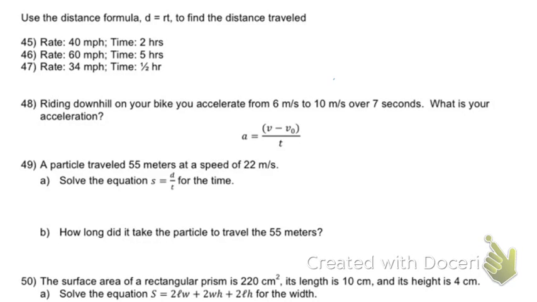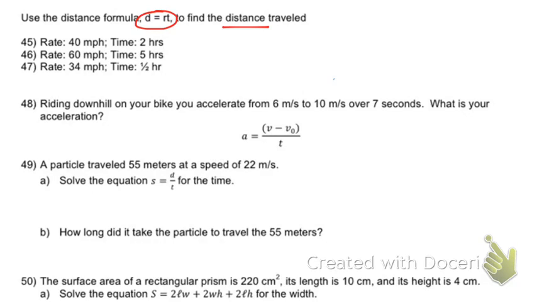Alright, here is our homework for today, and I don't want to go into too much detail because we talked about it in class. So, for example, problems 45 through 47, we're just using this formula. Remember, d equals distance, and that's what the question is. Find the distance: distance equals rate times time. Now, rate, remember, is how fast you're going. In this case, like 45, 40 miles per hour, or in 46, 60 miles per hour.